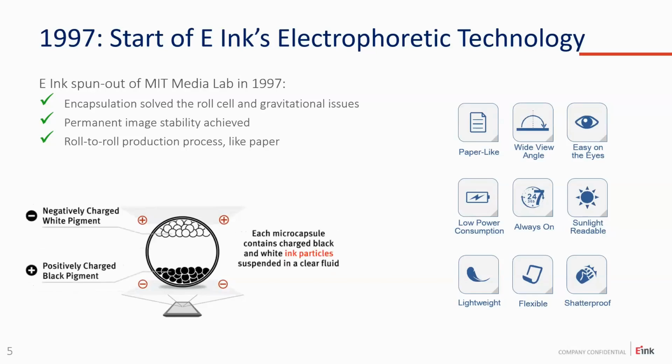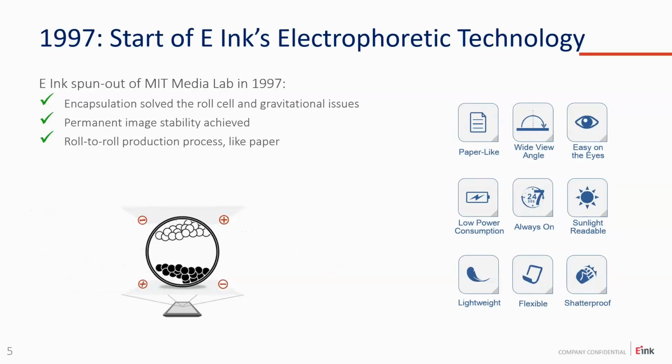And it is a roll-to-roll production process. It is still being done. We have a factory about 1.5 hours drive from here in South Hadley, Massachusetts, where we use an old Kodak coater to make large amounts of this film for display applications.